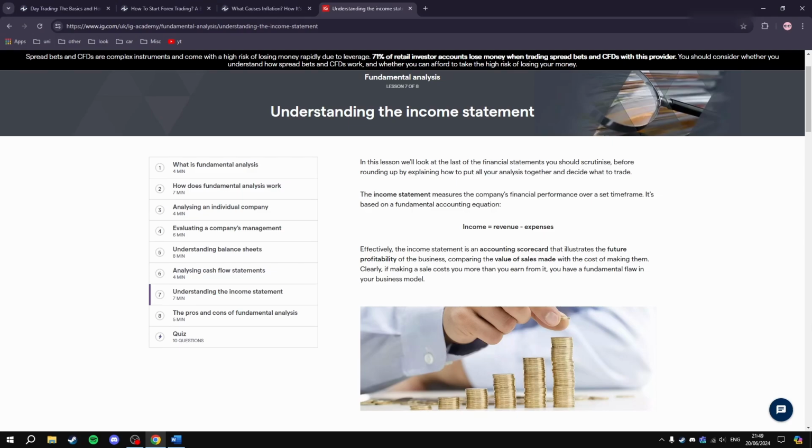Right, so in this lesson we'll look at the last of the financial statements you should scrutinize before rounding up by explaining how to put all your analysis together and decide what to trade. The income statement measures the company's financial performance over a set time frame.